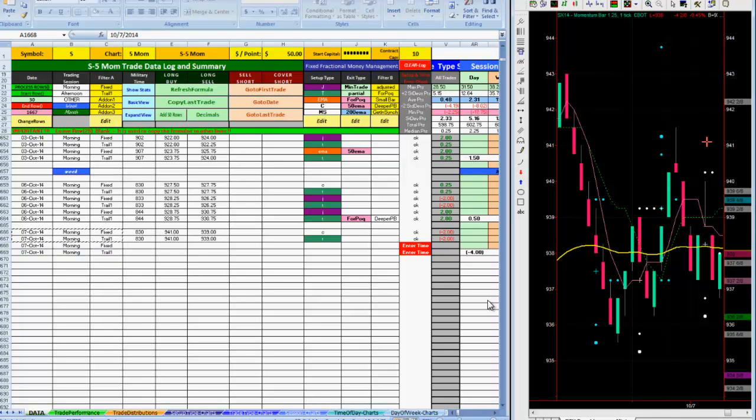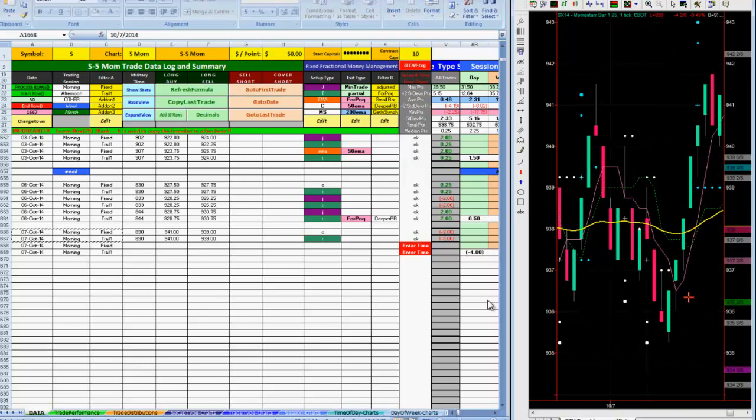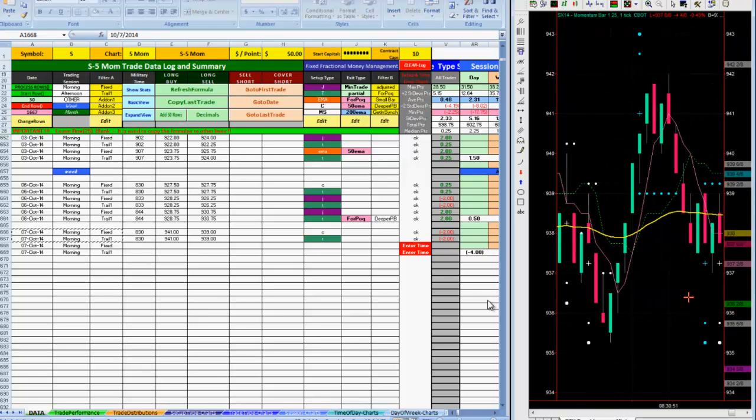Okay, so the next trade's a short right there at, oh no, that's not the next trade. We have to get back to, all right, so here's the next trade. The next trade is right there at 8:32. So 8:32, type in the time, and now it's a short trade. That goes here in column G, the entry 937 1/4.